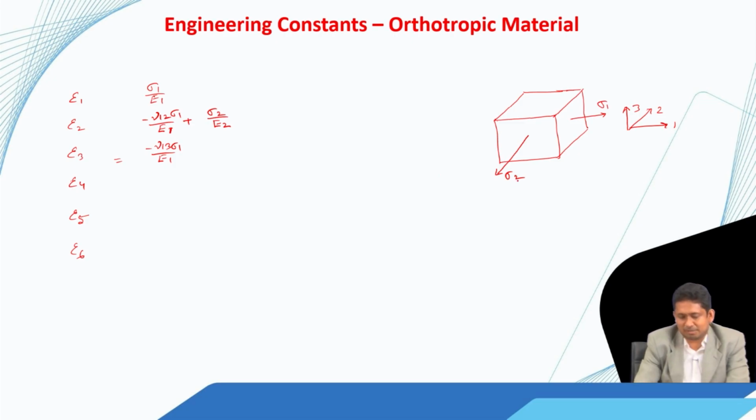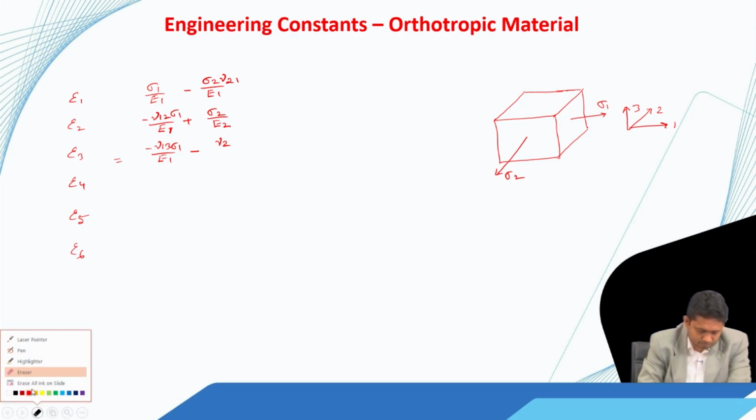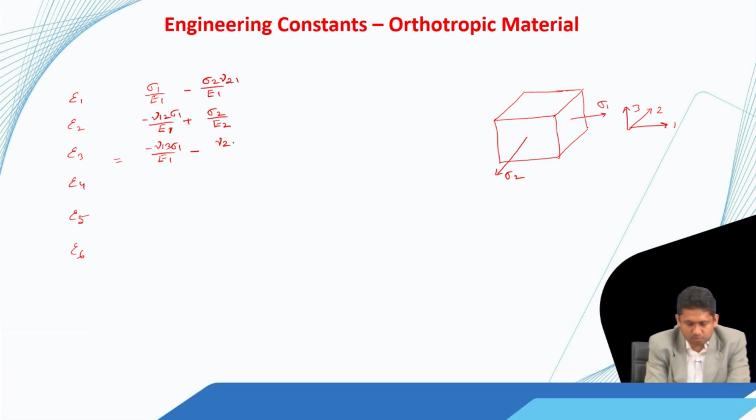Now, because of this sigma 2 there is going to be strain in direction 1 also, normal strain. So, this is minus sigma 2 by E 1 multiplied by nu 2 1, and similarly because of this we are going to have minus nu 2 3 sigma 2 divided by E 2.